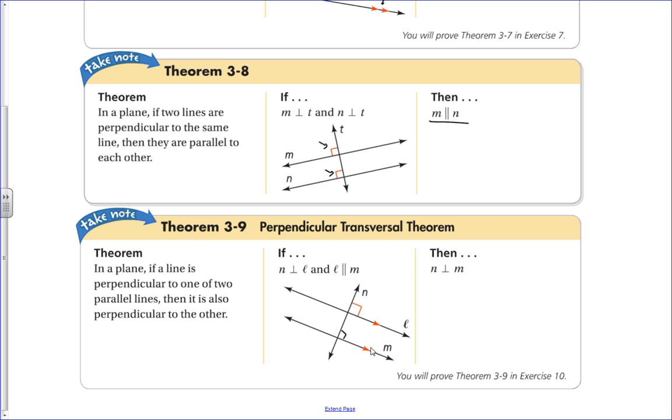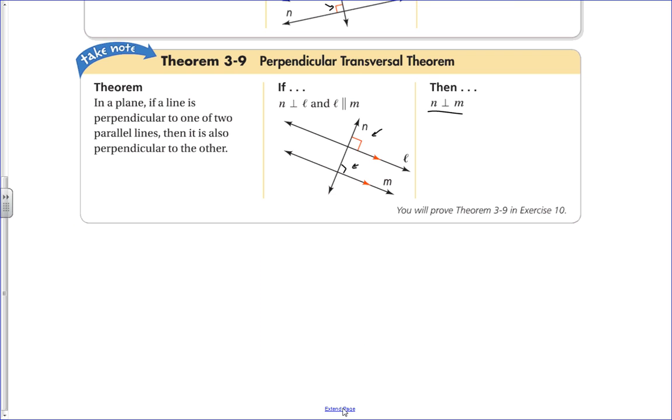Well, you can also look at this as you have two parallel lines cut by a transversal. All right. And we know that this is a 90-degree angle. So since this angle here and this angle here are corresponding angles, we also know that this has to be a 90-degree angle just like this one is. All right, so in that case, we know that N is also perpendicular to M. So since N is perpendicular to L and L and M are parallel, then N is perpendicular to M.